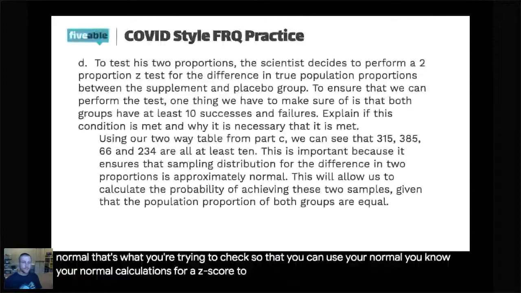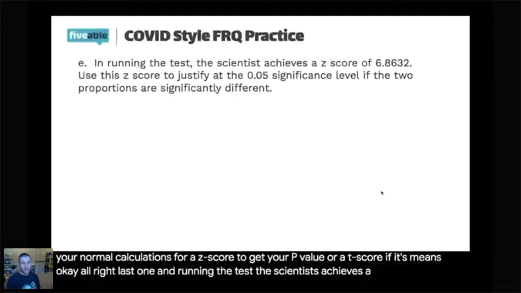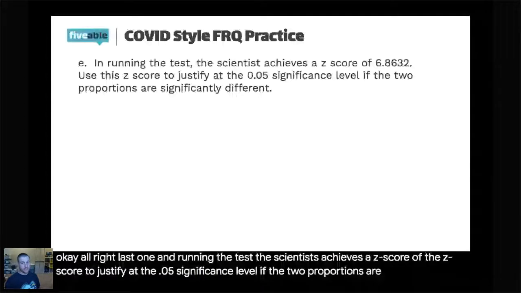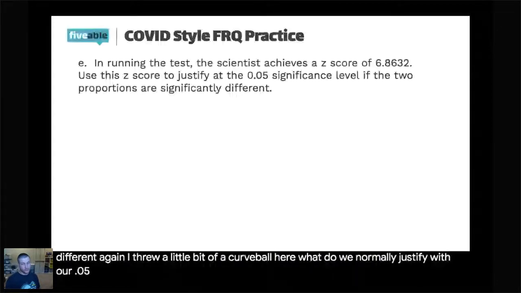Okay. All right, last one. In running the test, the scientist achieves a z-score of 6.8632. Use this z-score to justify at the 0.05 significance level if the two proportions are significantly different. Again, I threw a little bit of a curveball here. What do we normally justify with our 0.05? Normally, we don't use z-score. What do we normally use?